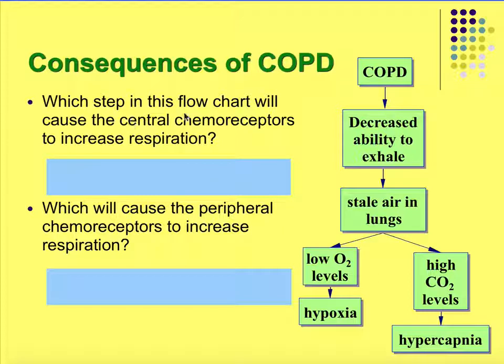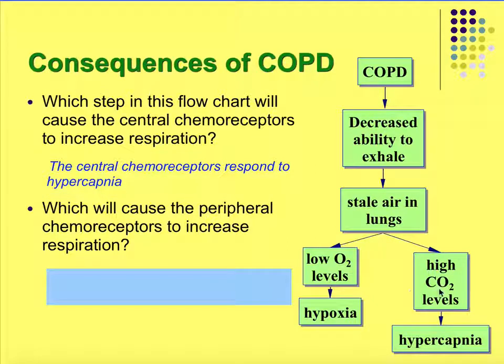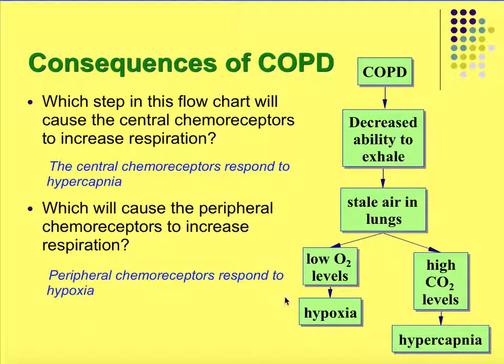So which step in this flowchart will cause the central chemoreceptors to increase respiration? Essentially what we're asking is which gas your central chemoreceptors pay attention to. And that would be CO2. Your central chemoreceptors really pay attention to CO2 because the more CO2 you have in the body, the more it changes your pH. And so it will respond to the hypercapnia, which will cause the peripheral chemoreceptors to increase respiration. Your peripheral chemoreceptors really pay attention to oxygen, so it would respond to the hypoxia.